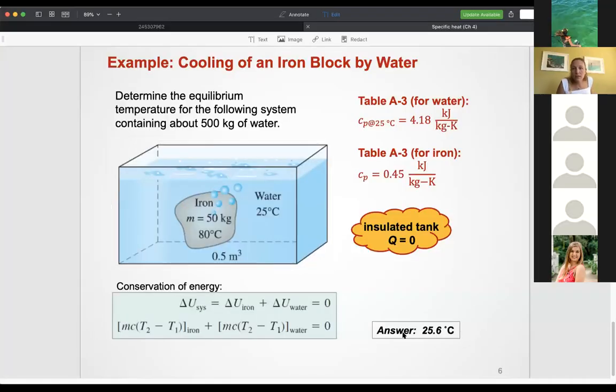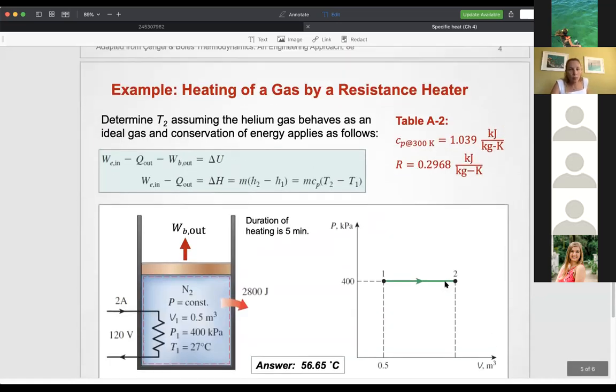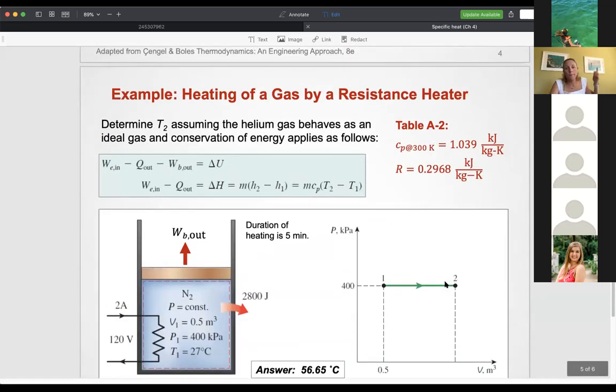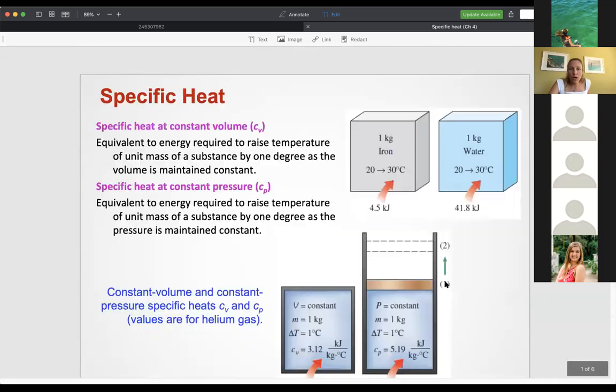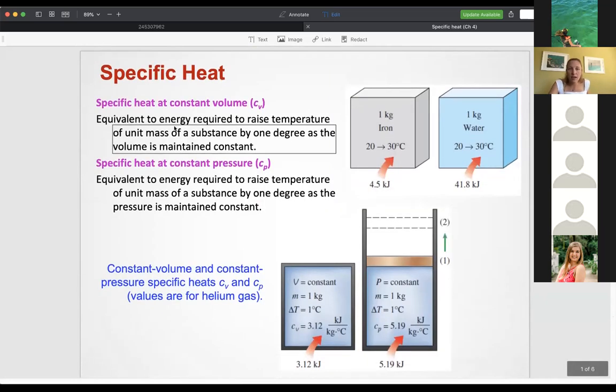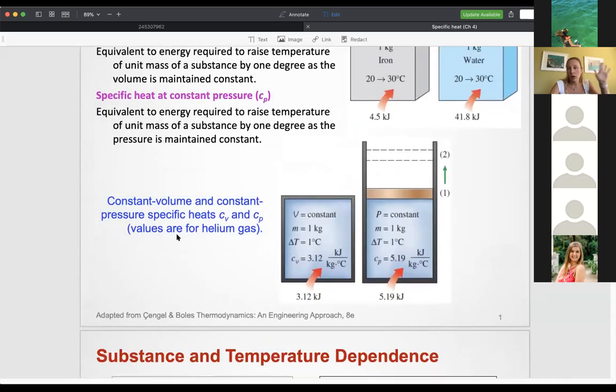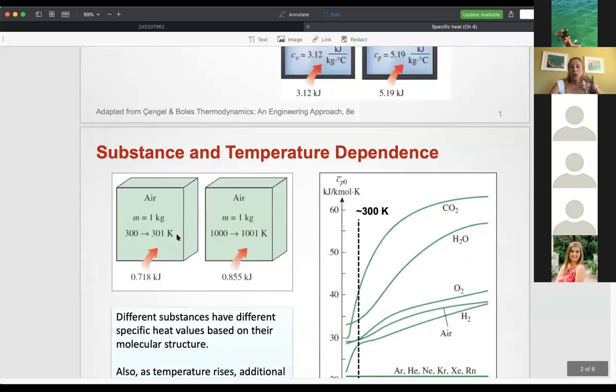So I'm going to share this PowerPoint now. This PowerPoint's on your Canvas page. So we're looking at specific heat. This is your amount of energy required to raise the temperature of a unit mass of a substance by 1 degree. And then for gases, we're considering if it's at a constant pressure or a constant volume.